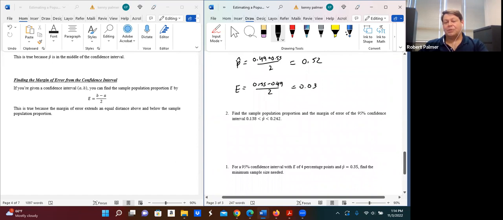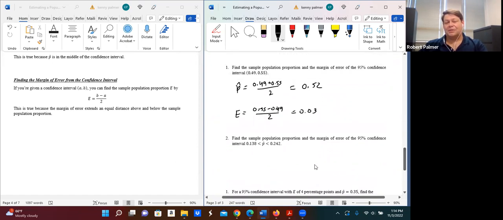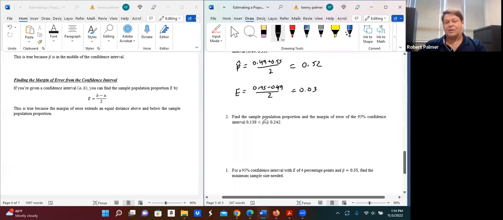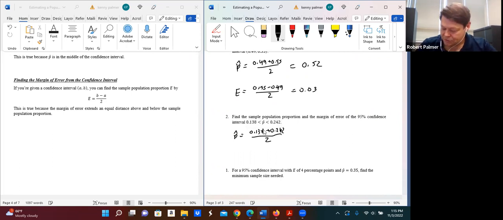And here, it's actually stated in a different way. Instead of an interval like this, it's given as an inequality, but it works the same idea. Okay. Find the sample proportion and the margin of error for the 95% confidence interval here. All right. So in the same way, our P hat is going to be the average of those. So 0.138 plus 0.242 divided by 2. Let's do that on the calculator.